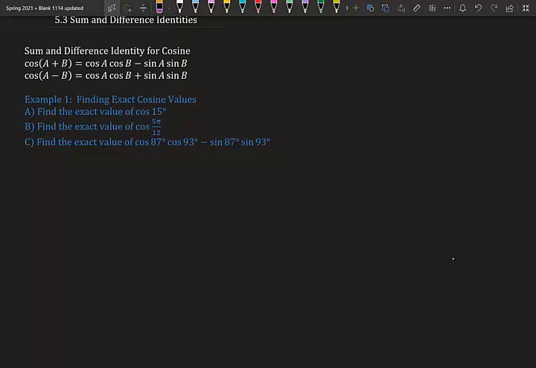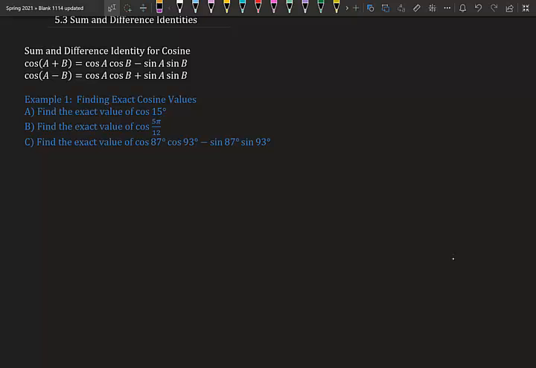Example 1, finding exact cosine values. So let's find the exact value of cosine 15 degrees. So why do we do this? Why are we finding the exact value of cosine 15 degrees? Why aren't we just using the unit circle? Well, because if we wanted to find cosine 15, the exact value, we cannot use our calculator because exact value means no decimals or anything like that. But what can we do to find cosine 15?